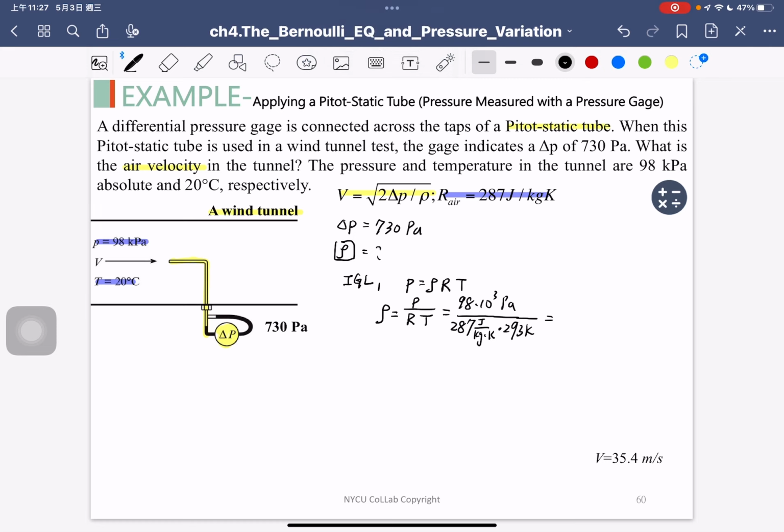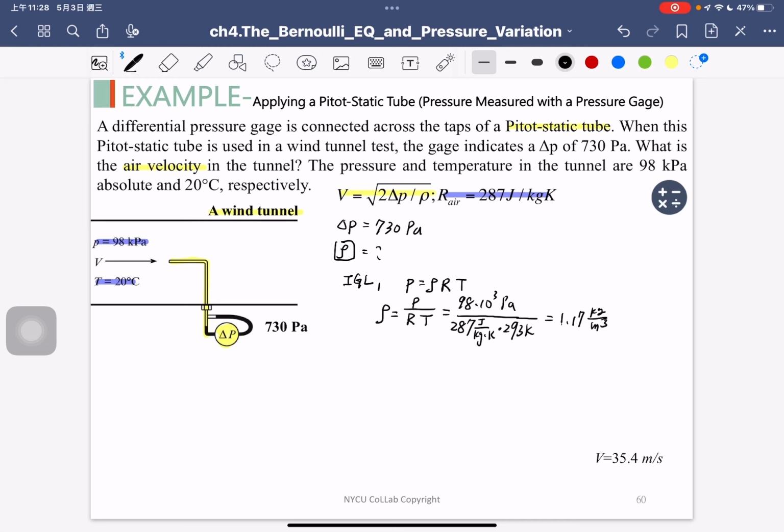Okay, so you can use your calculator to double check the density of the air under these conditions. I used the calculator to check, dividing by 293. It's quite close to 1.2, but the answer here is around 1.17 kilogram per cubic meter. Okay, so we have the air density.